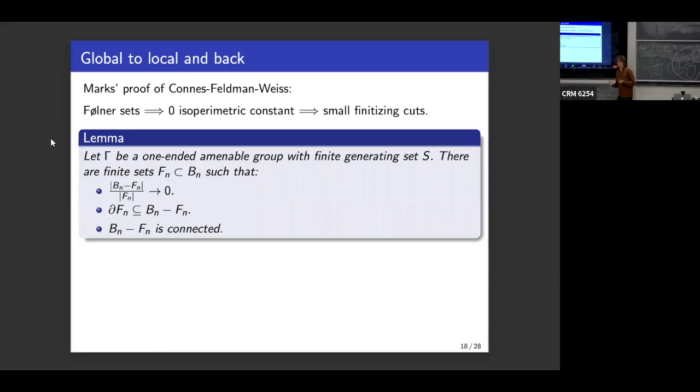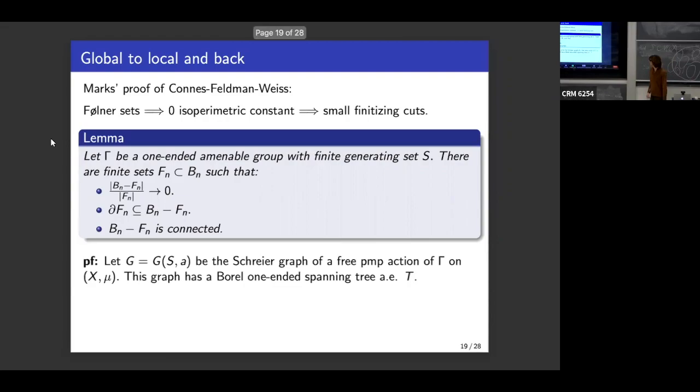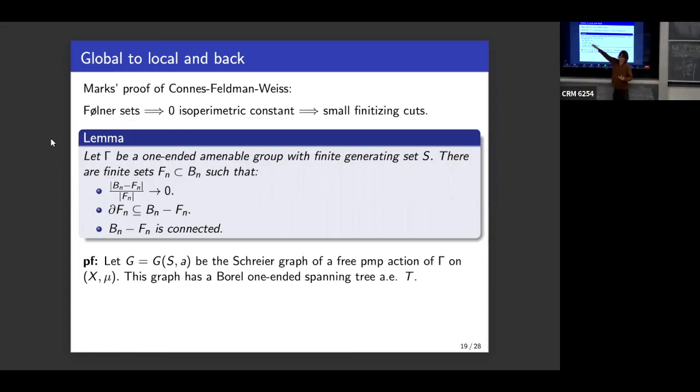So of course, naturally, we would really want to do this just using pure group geometry arguments. I don't know how to do that. So the very natural thing to do to prove this is to look at some PMP action of this thing on a measure space. If I look at this group gamma that I want to prove something about, I can look at a triangle with some PMP action.